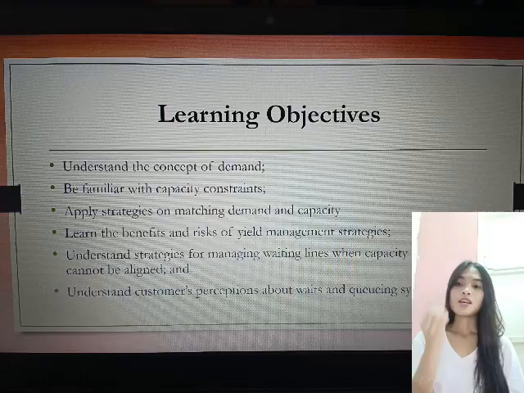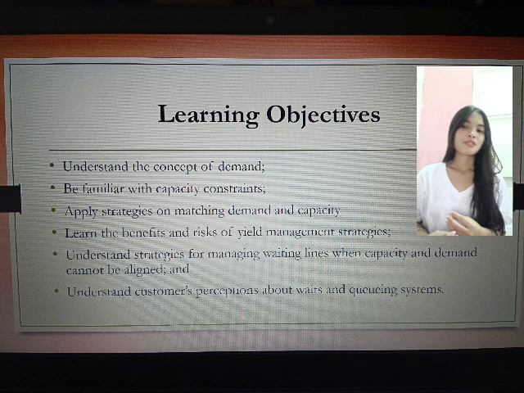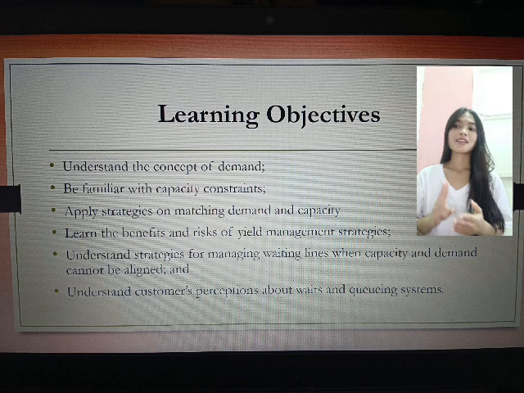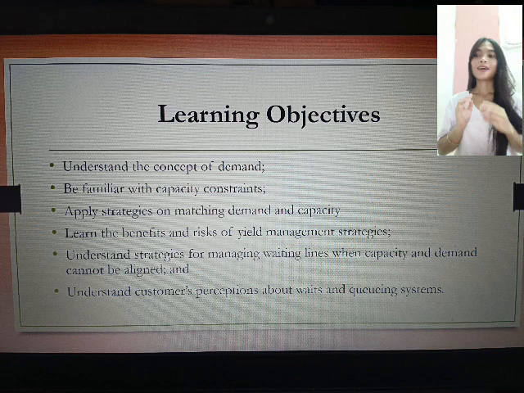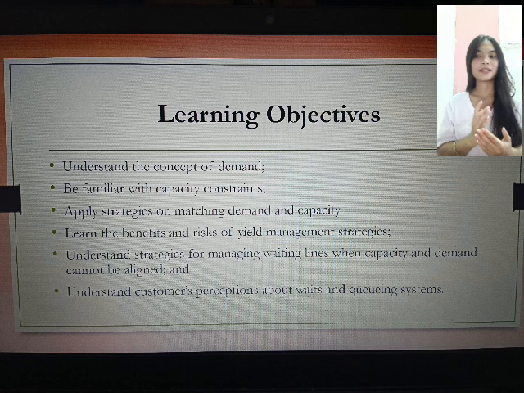First is, what is the learning objective of this report? First is to understand the concept of demand. Second is to be familiar with capacity constraints. Third is to apply strategies on matching demand and capacity. Next is learning the benefits and risks of yield management strategies. Next is to understand strategies for managing waiting lines when capacity and demand cannot be aligned. And lastly is to understand customers' perceptions about waits and queuing systems.